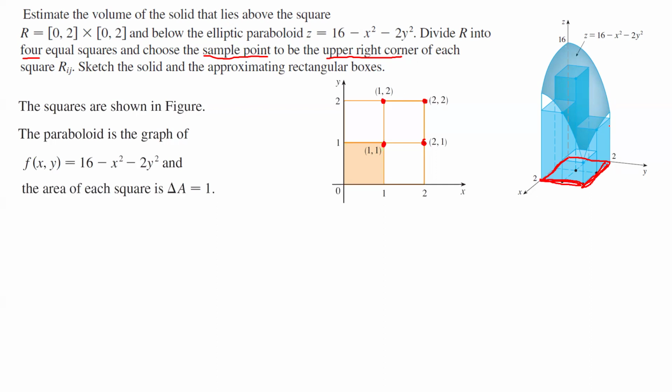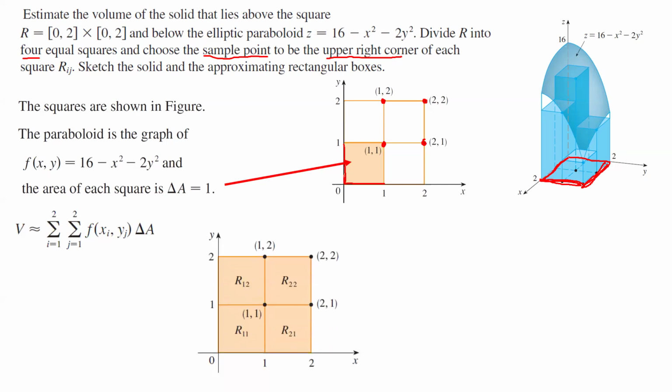The area of each square is delta A equals 1. Why is that? Because the length here is 1 unit, and the length here is 1 unit as well. So we can basically see 1 times 1 is equal to 1. Now, the volume is the double summation of f of x sub i, y sub j, delta A. j starts from 1 and goes to 2, i starts from 1 and goes to 2. i represents x values and j represents y values.